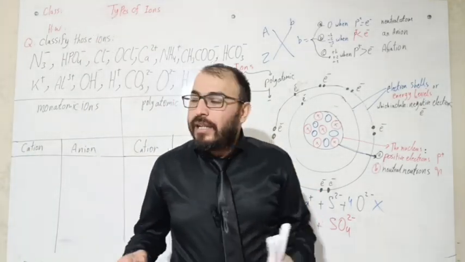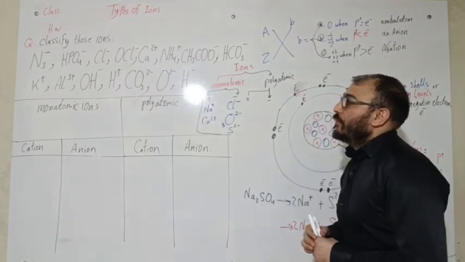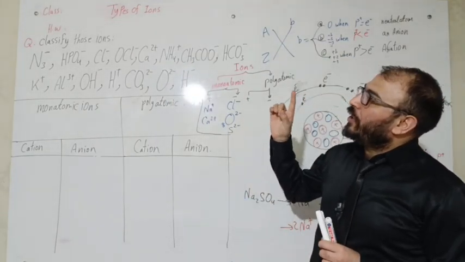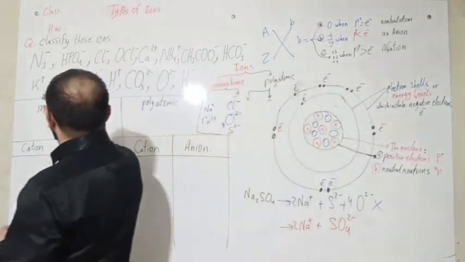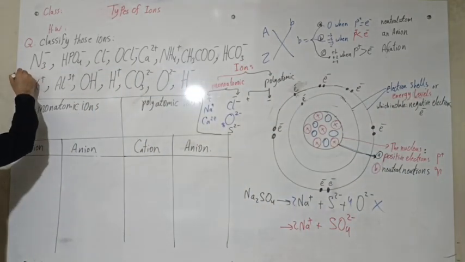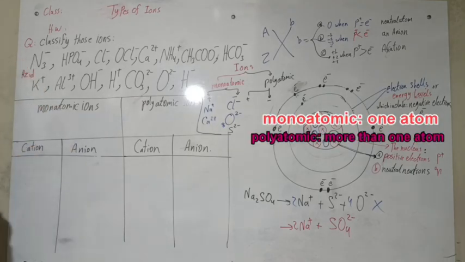Well, now, my friends, let's answer the questions here after we have got our revision. The only question here is to classify those ions, and we have this ion. This ion is called acid or azide. Some people call it acid.